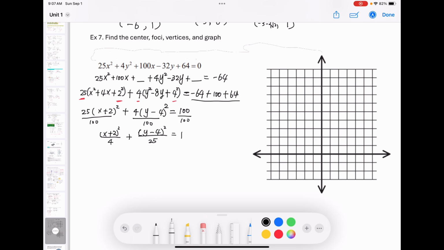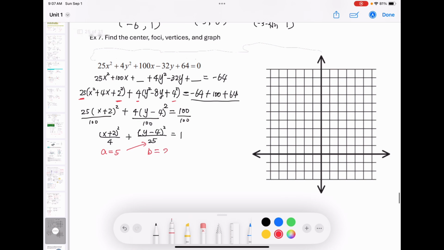Now we can identify the a, b, c. So a is 5, because 25 is the big number under the y part. So 25 is 5 squared. We found a from 25, which is a squared. And b is equal to 2. I found b from the 4, or 2 squared. And then what is the c? So we should find the c. c squared is equal to a squared minus b squared. It is 25 minus 4 is 21. So c is equal to square root of 21.